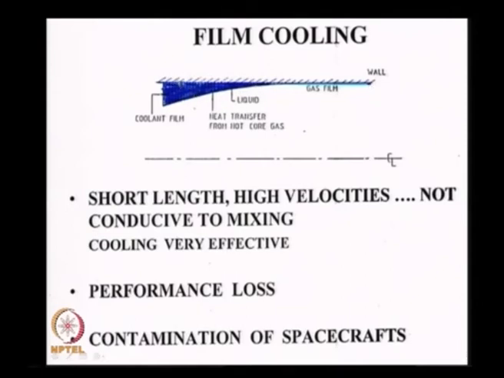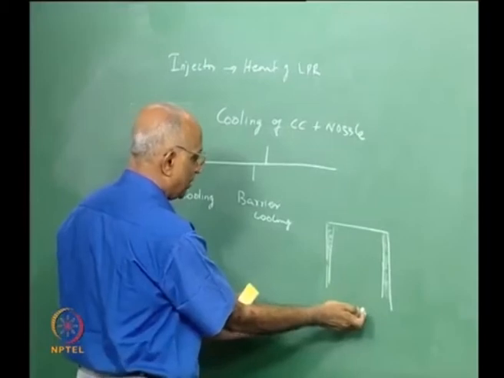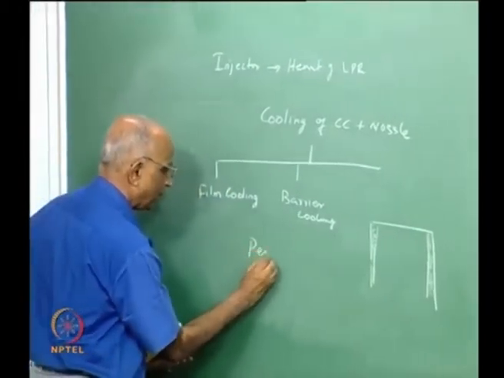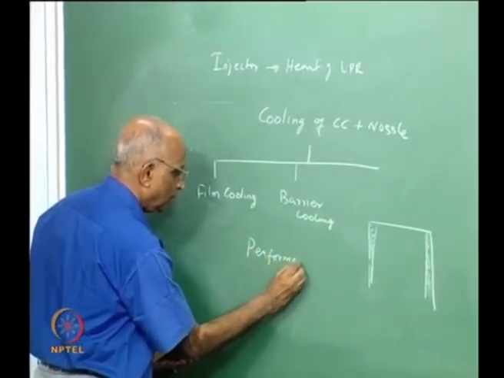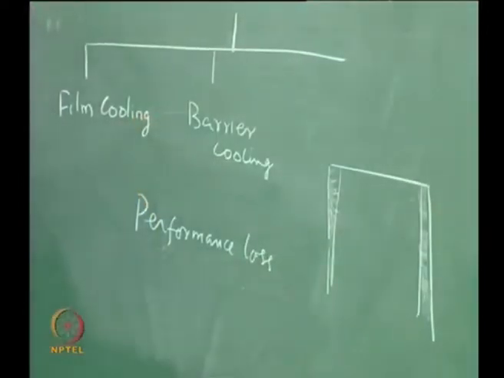I can also use it very effectively for this. The disadvantage is, immediately you say, well, I am losing some amount of fuel here. Therefore, to that extent, my specific impulse gets affected. Therefore, I have a performance loss. That means my specific impulse is a little poorer.